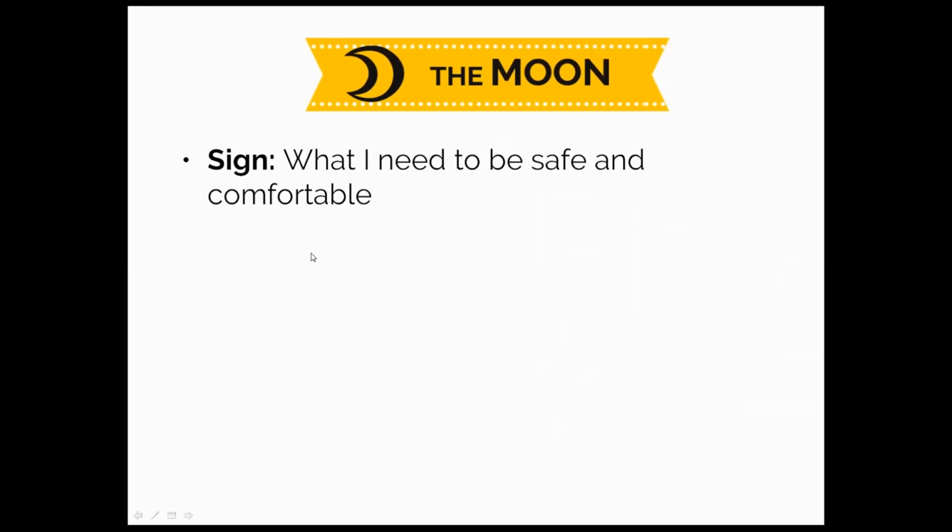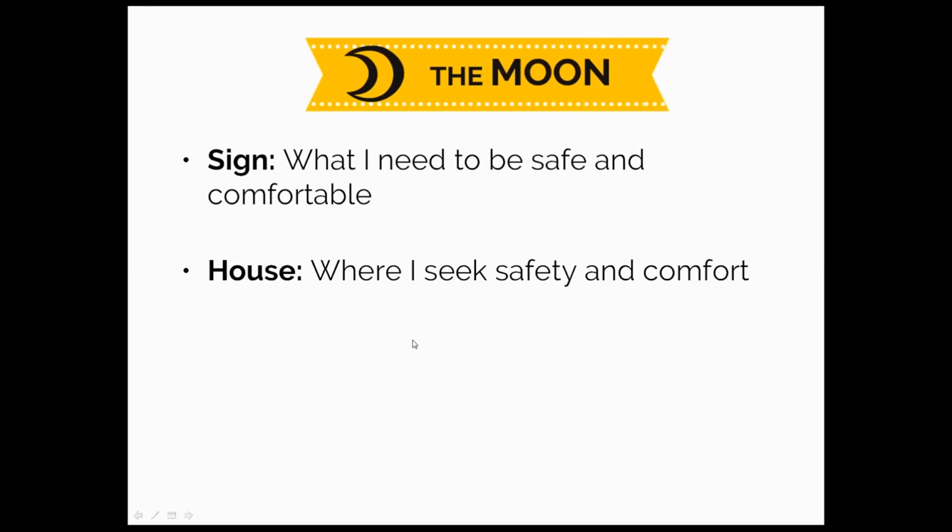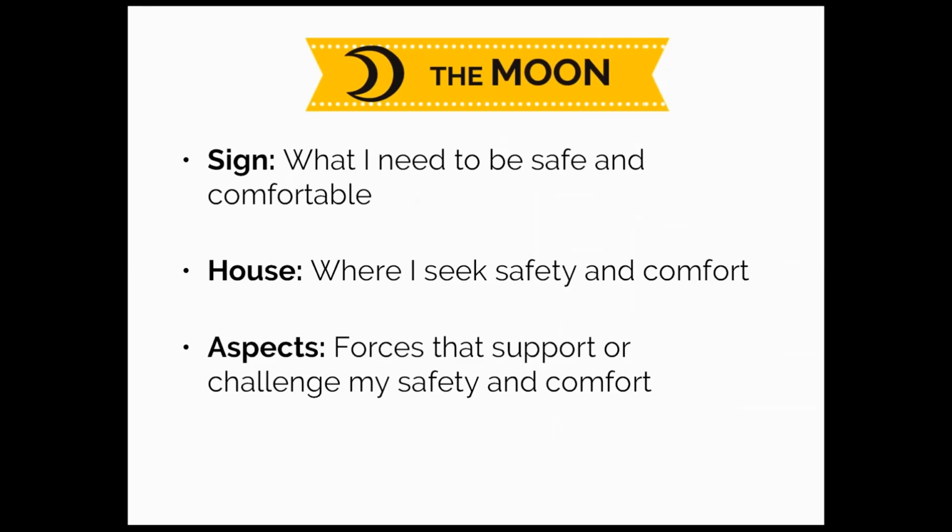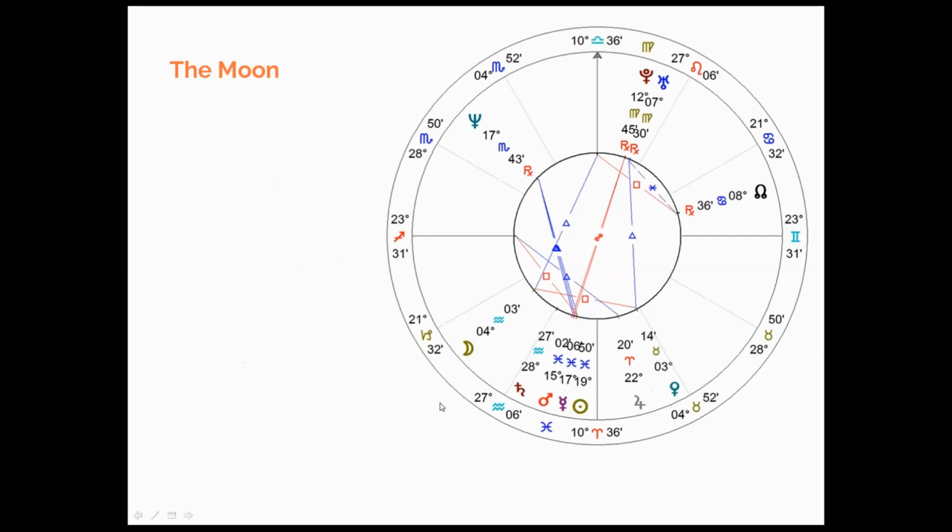Next, the moon. The sign the moon is in describes what I need to be safe and comfortable. The house the moon is in says, this is where I seek safety and comfort. And the aspects to the moon represent forces that support or challenge my safety and comfort. So the moon's sign describes how I make myself safe and comfortable.